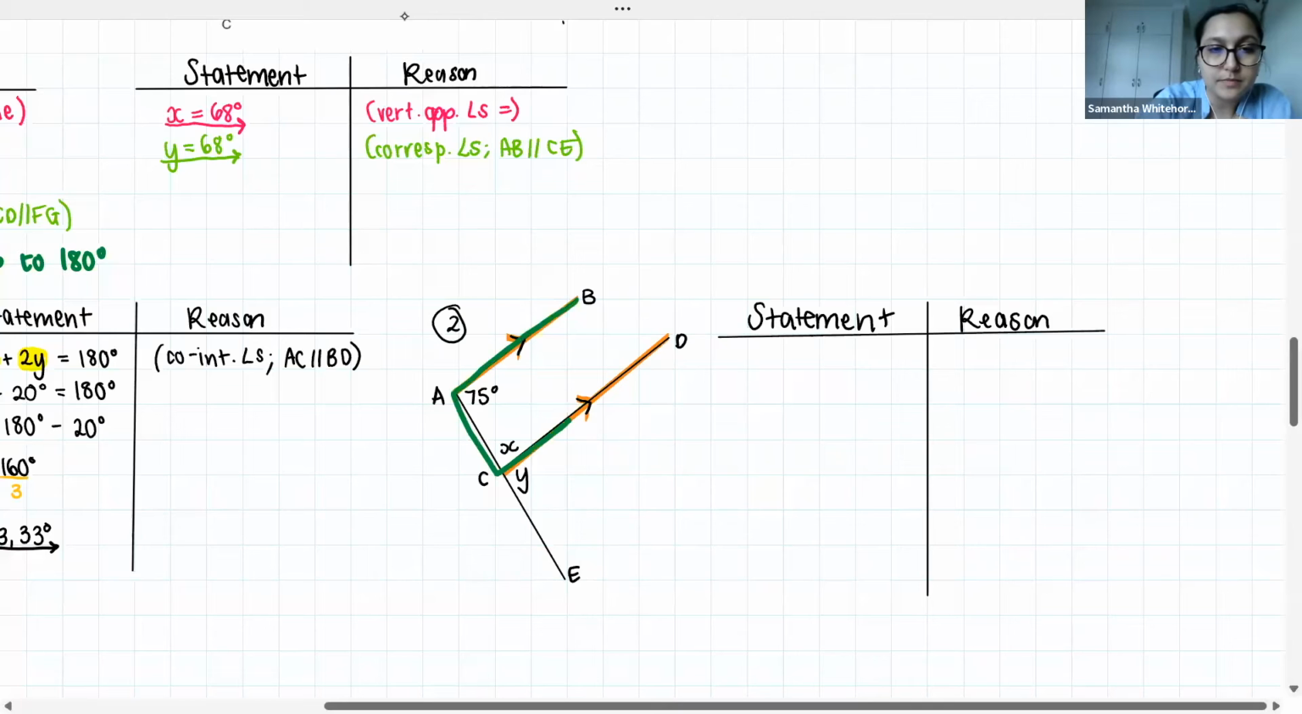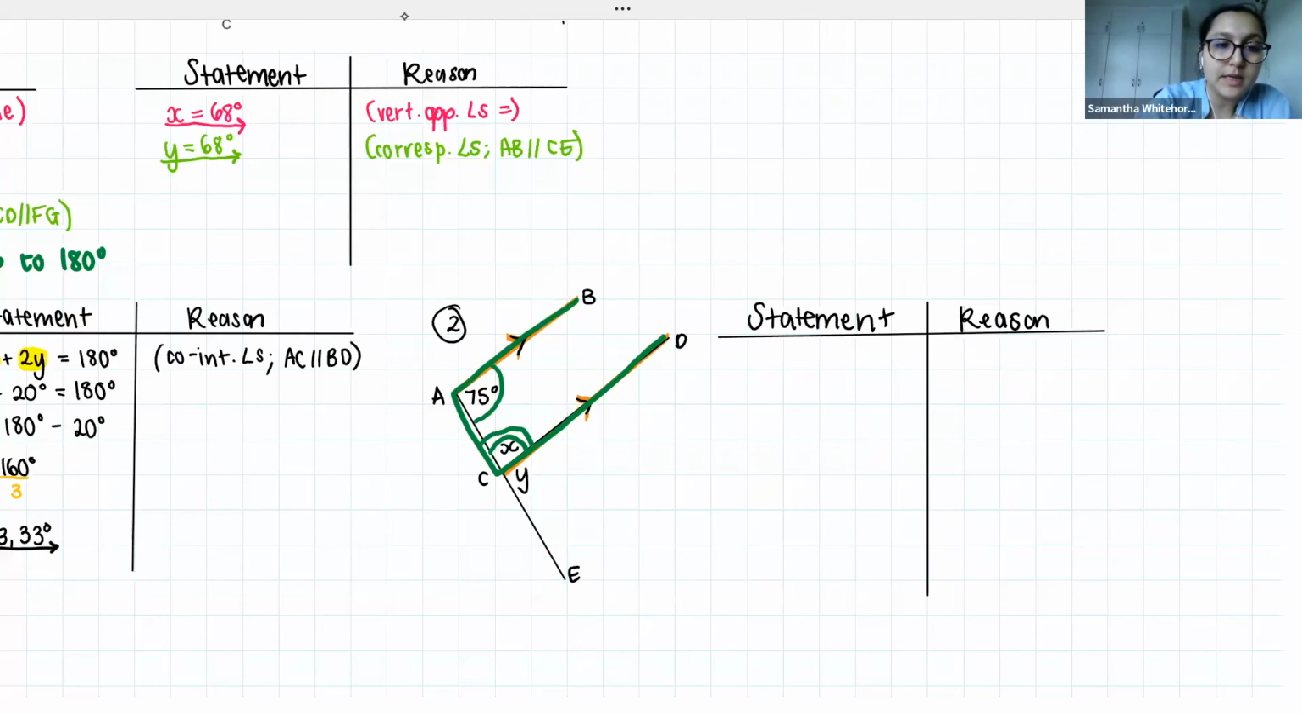And there it is. What that means is that 75 plus X must give me 180 degrees because they are co-interior. So I start by making that statement. X plus 75 must give me 180 degrees. My reason is the fact that there are co-interior angles. Remember, state your parallel lines. So AB is parallel to CD.